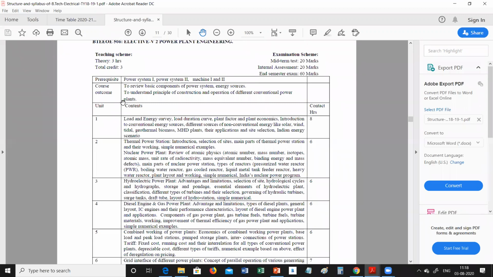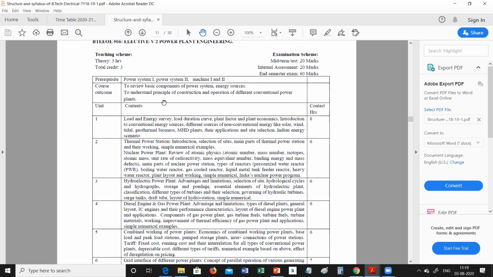First we see the course outcomes. Course outcomes mean what you are going to learn when this course ends. You must be able to review the basic components of a power system and energy sources. That means when this course ends, you are able to review the basic components constituting a power system, and also the different types of energy sources, conventional, non-conventional, renewable or non-renewable. The second course outcome is to understand the principle of construction and operation of different conventional power plants.